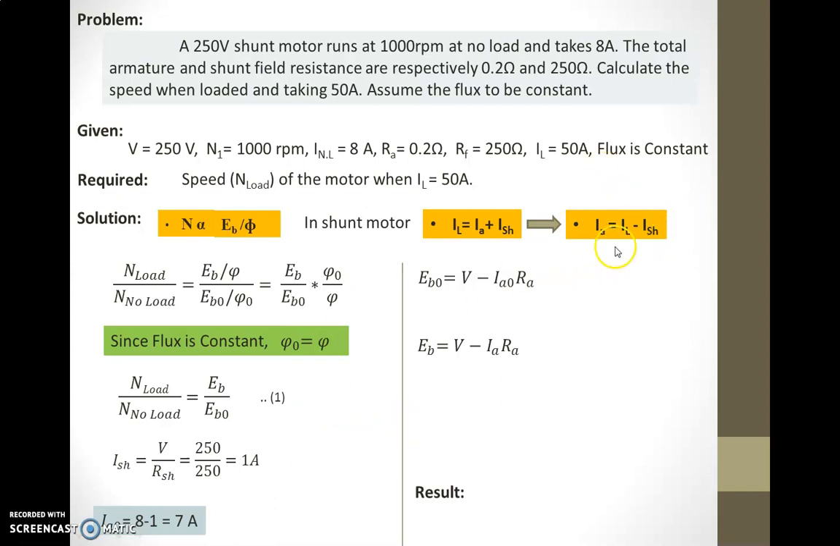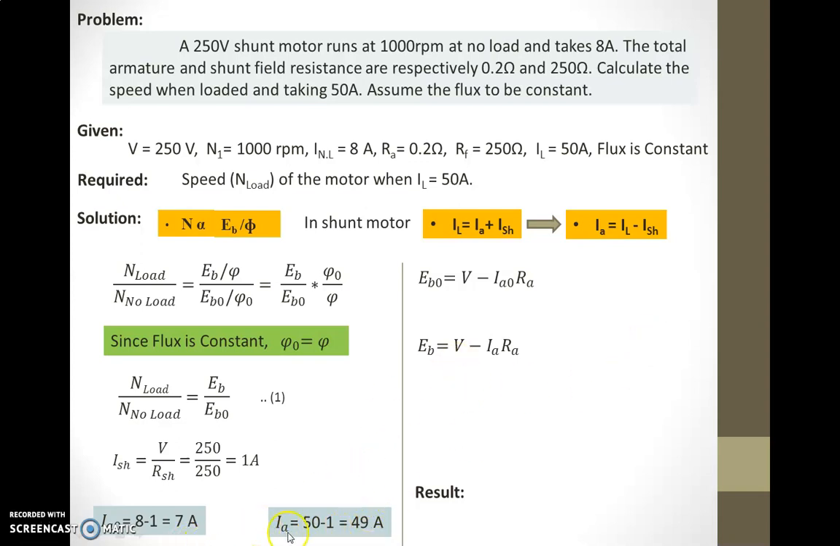According to this equation, to calculate armature current, shunt current, that is field current, should be subtracted from load current. So, no load current is 8 amps, minus 1 amp which is shunt current. So, 8 minus 1 is 7 amps. It is no load armature current, IA naught. Similarly, armature current at loaded condition is 50 minus 1 is equal to 49 amps, because 50 is load current, that is current at loaded condition, minus 1 is field current. So 50 minus 1 is equal to 49 amps, right.